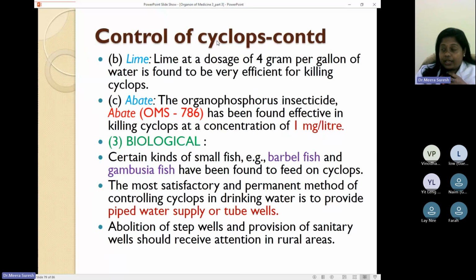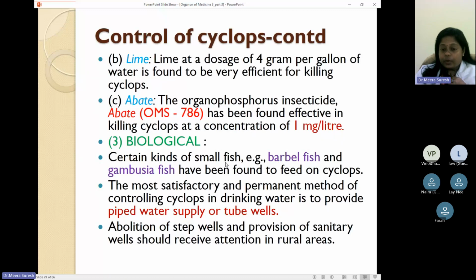So for the control of cyclops, among the chemical methods, we do have chlorination, but chlorination is 5 parts per million. Because it will impart the water an objectionable, characteristic chlorine smell and taste, it is always ideal to use abate at the concentration of 1 milligram per liter to destroy these cyclops. Then lime is also used at a dosage of 4 gram per gallon of water, but do remember abate only and also the concentration.